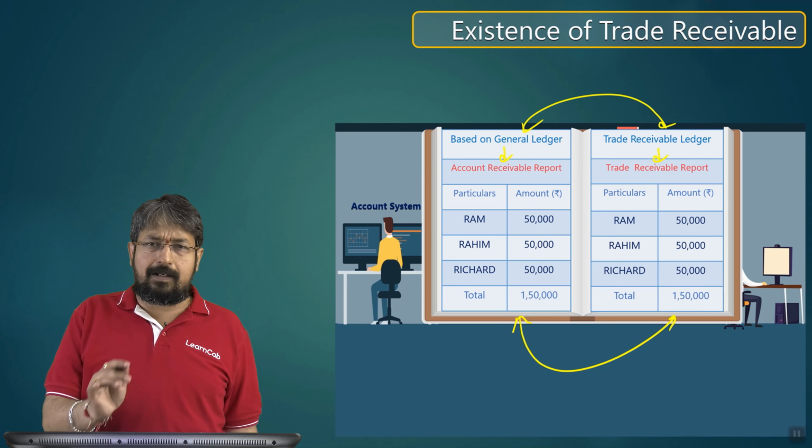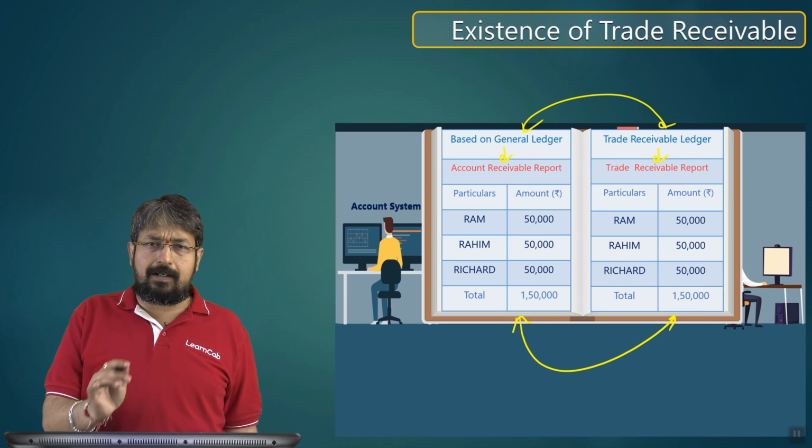Or similarly, say Richard's account, that is also not matching. So there may be a scenario like this where it is not matching. So what are these reconciliation differences? Why is it not matching? That has to be ascertained. So these reconciliation differences must be taken into account.